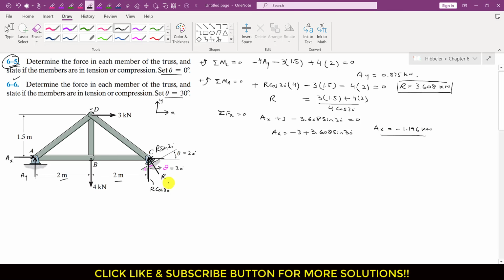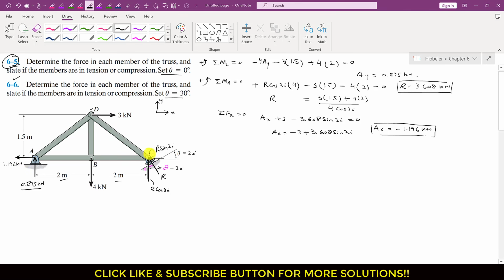So now we know all these reaction forces. So this AY is 0.875 kilonewton, and from this we conclude that the assumed direction of AX is not accurate. It is acting away from this joint A, right? So we will write that the AX magnitude is, and let me redraw that AX reaction. So this is that AX reaction which is acting away, and its magnitude is 1.196 kilonewton, right?